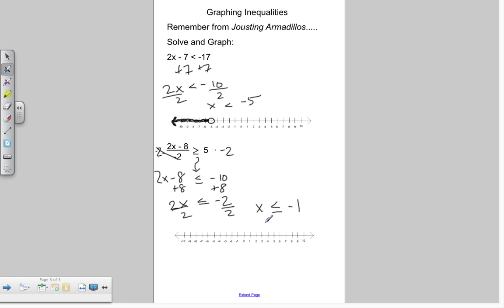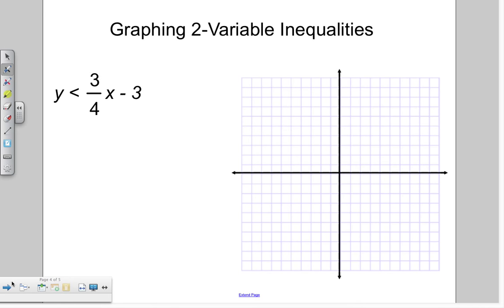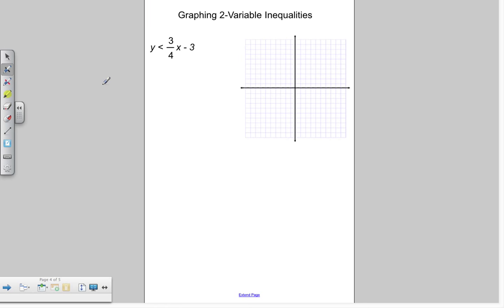Okay, open circle or closed circle? Well, this one includes -1, so it's a closed circle on -1. And x is smaller than or equal to, so it's going to go this direction. Okay, but that's from jousting armadillos. So now what are we doing? Now, whoa, changed focus there.